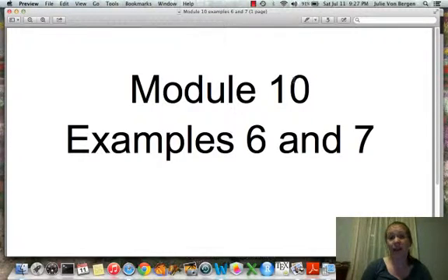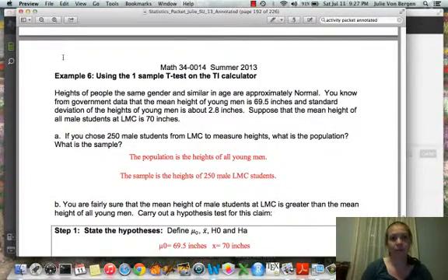This is Module 10, examples 6 and 7. We'll start on page 192 with example 6. So example 6 is about using the one sample t-test on the TI calculator.